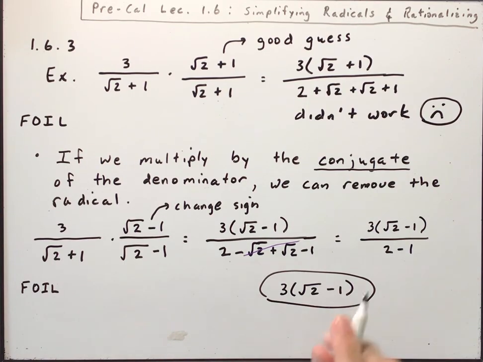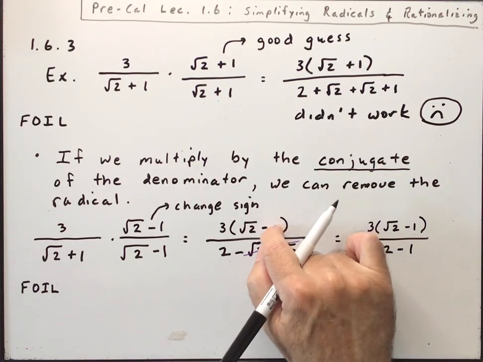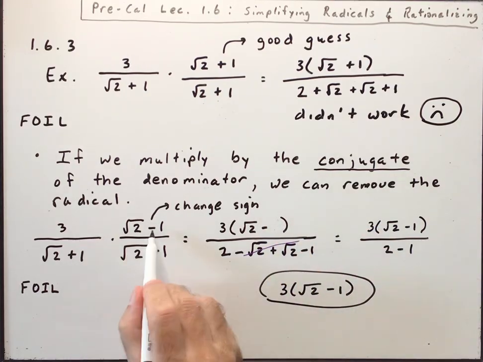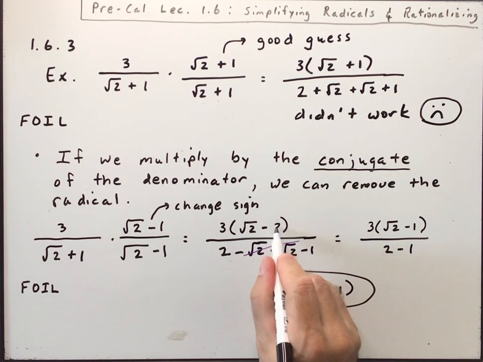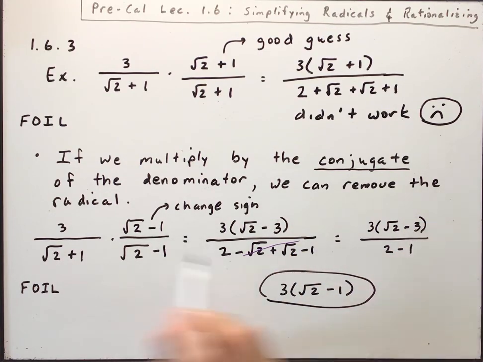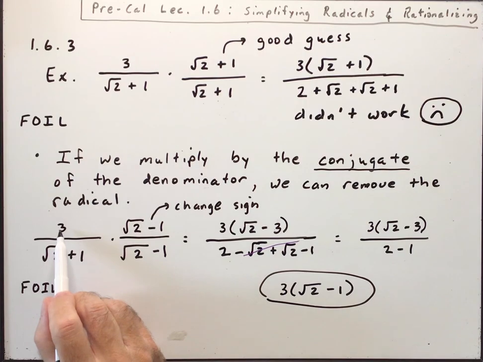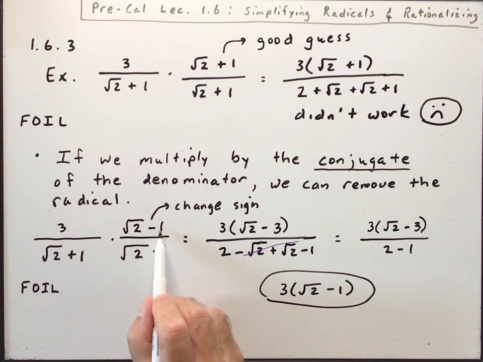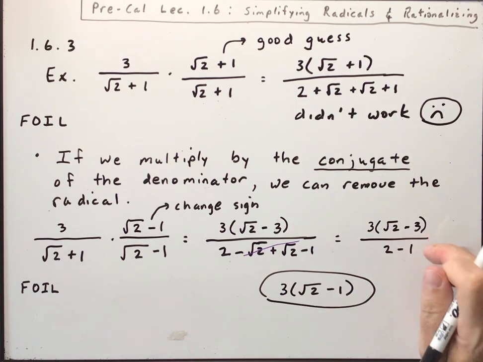Oops, dadgummit. I made a mistake. Hopefully you caught this. That'd be minus 3 on top, because you have 3 times square root of 2 and then 3 times negative 1. Well, no, I had it right. I had it right.